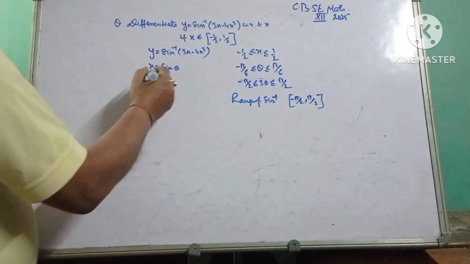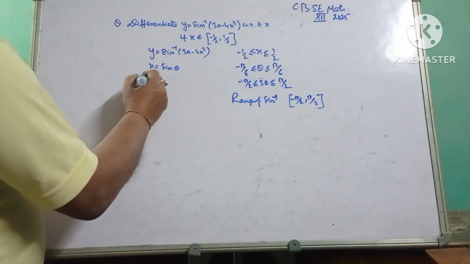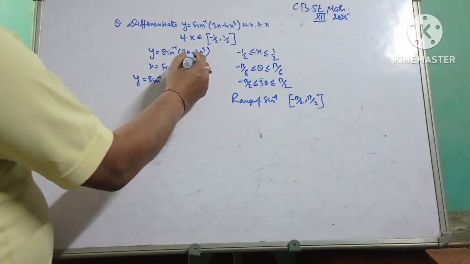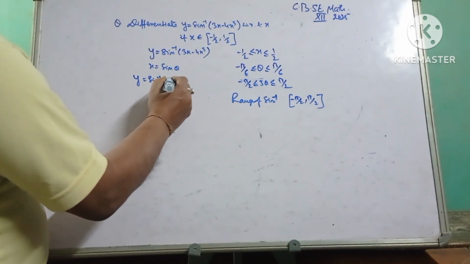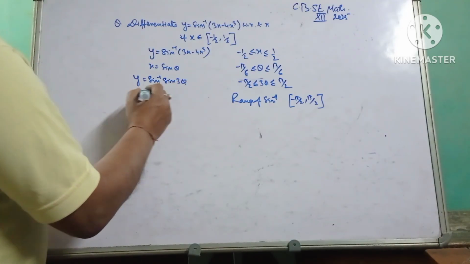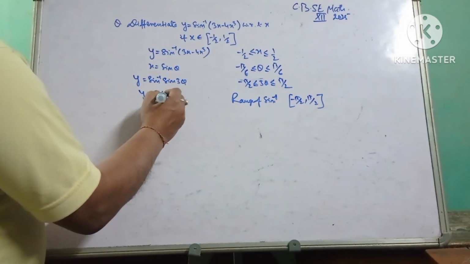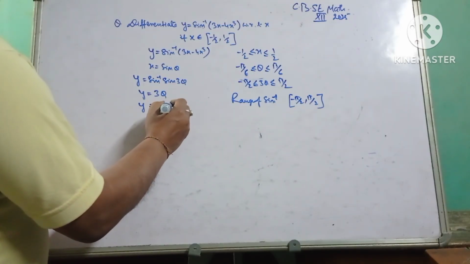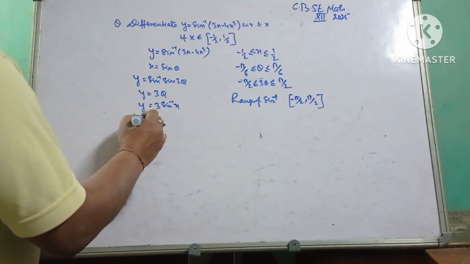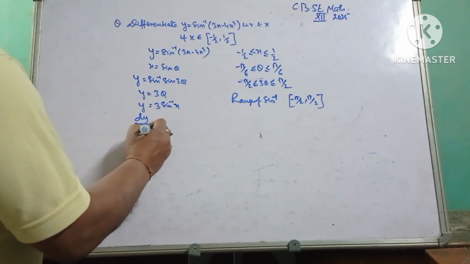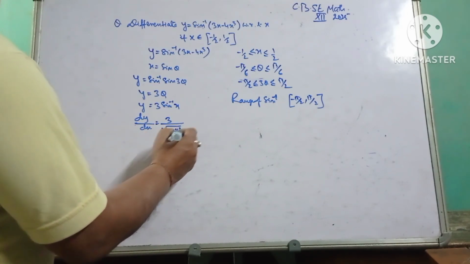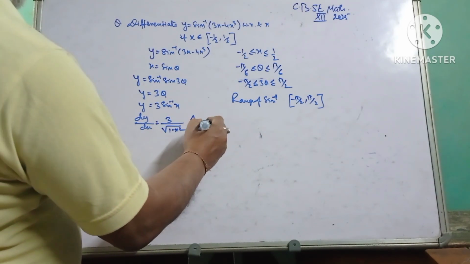So now when we place this, y will be equal to sine inverse of (3 sine theta minus 4 sine cube theta), which is sine 3 theta. So y will be equal to 3 theta. So y will be equal to 3 sine inverse x. So dy by dx will be 3 by root over (1 minus x square). So this is your answer.